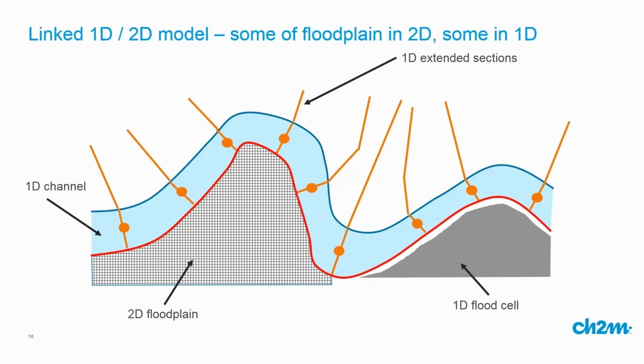Now this slide looks a bit more complicated, and that's because in this particular location we've selected a few ways to model the floodplain. So we've got the river modelled in 1D as before. To the north of the river we've used extended cross sections to model the floodplain. Bottom right we've got a 1D flood cell, and then bottom left we've got a 2D domain for that floodplain.